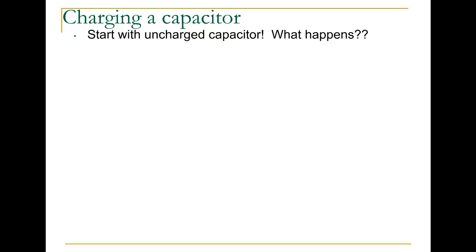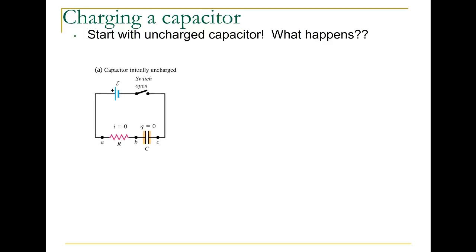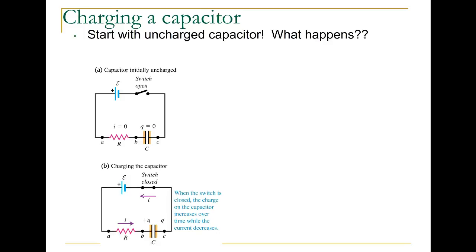So we're going to start with the uncharged capacitor, and when you close, so here it is, the switch is open. This is where t is equal to 0. And then we're going to close the switch. So we have the direction of current, and we have our resistor and our capacitor. So the charge increases over time while the current decreases. And this is a very important idea to understand.